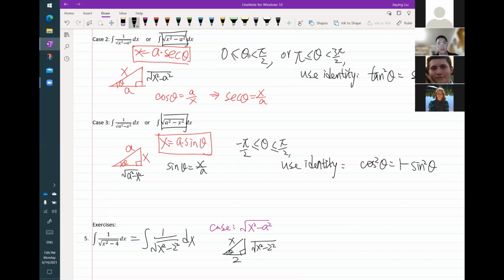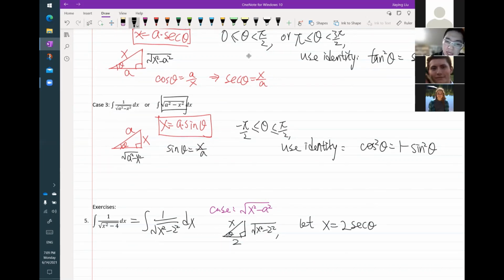Anyway, so that's the triangle setup, and then case 2 says we're going to immediately use the substitution. So we're going to let x equals a secant theta. So a is 2, so 2 secant theta. That's the substitution we will use for x.